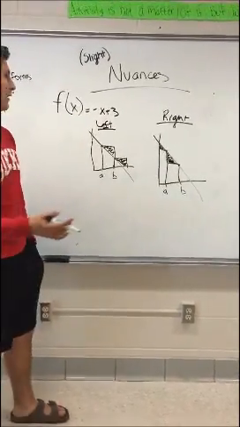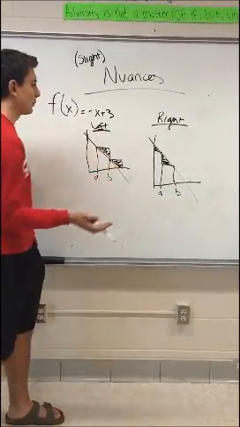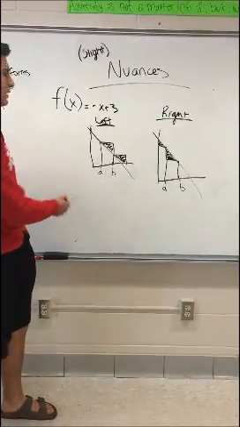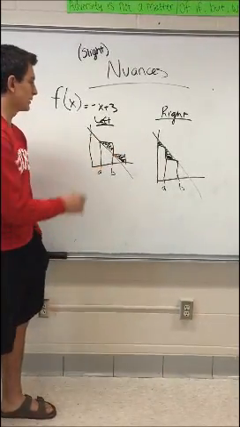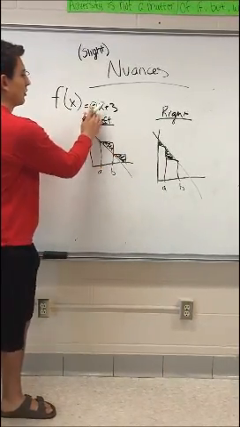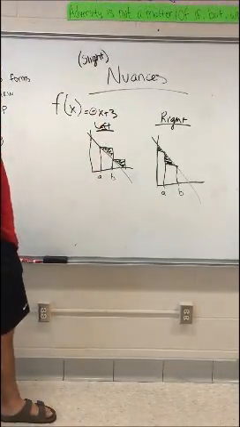So don't get into the habit of associating left endpoint or left Riemann sum with being inscribed and right being circumscribed, because it's all dependent upon the slope of your function, and it changes from function to function.